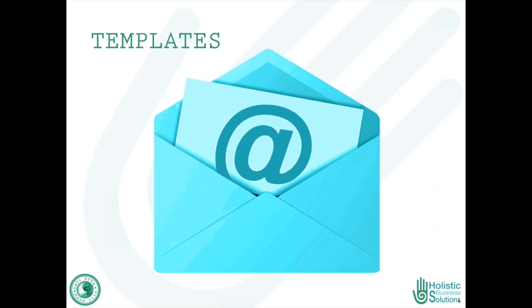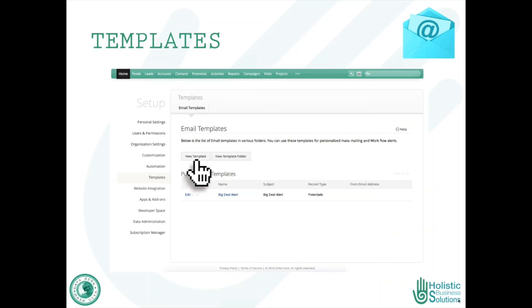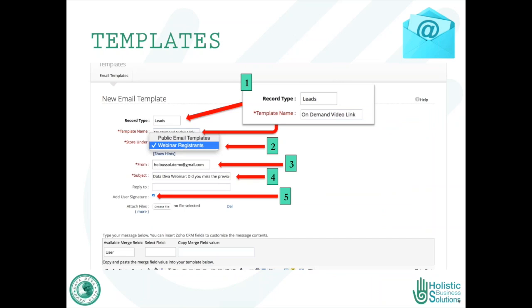Now that your folders are created, let's build an email template. We're going to go back to the email templates in the templates section of setup. Remember that was in your upper right-hand corner. But this time, we're going to click on New Template. When you create your template, be sure you follow these steps.